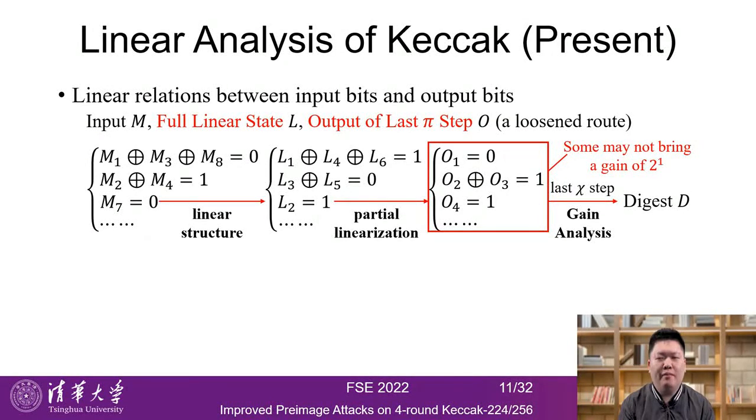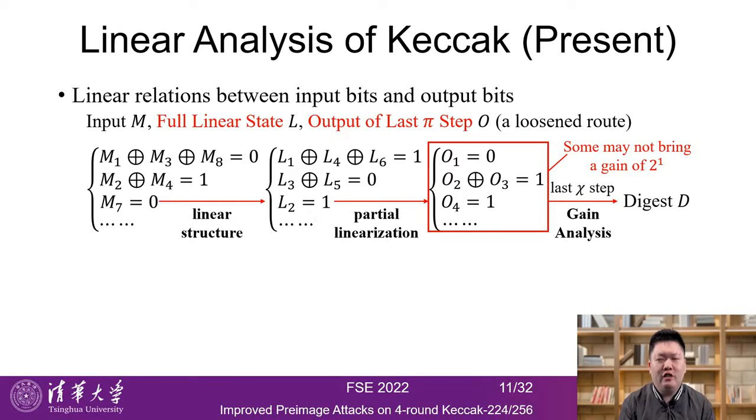For the analysis object of Keccak, things become a bit different. In linear analysis of Keccak, I mean present linear analysis, L becomes a full linear state and O becomes the output of the last pi step. In other words, it constructs a loosened root since L is not partly chosen and O is not the digest. Under this analysis, from M to L, we need to design a linear structure, and from L to O, we need to perform a partial linearization.